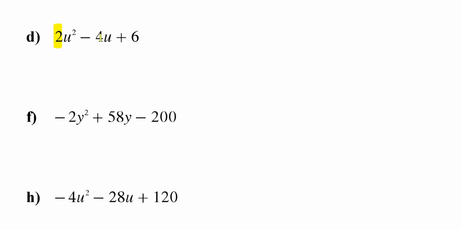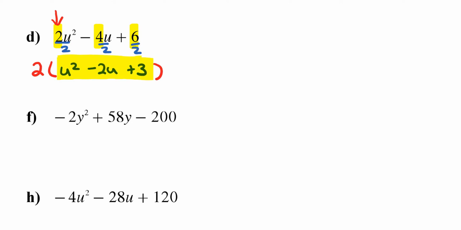I notice I have a 2, a 4, and a 6. So I'm going to factor out the leading coefficient, which is 2. If I pull out the 2, let's open up the brackets here. And what you're doing now is dividing every single term by 2. So I get u squared minus 2u plus 3. After that, you want to factor the trinomial right there.